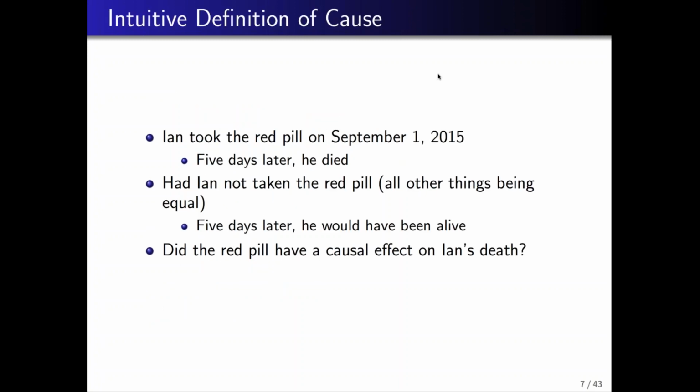So let's consider a situation where we have a patient, Ian, and Ian took a red pill on September 1st, 2015. And then 5 days later, Ian died. Okay, so he took the red pill, then 5 days later he died. But if we ask the question, had Ian not taken the red pill, everything else being equal, 5 days later, he would have been alive. And the question is, did the red pill have a causal effect on Ian's death? And I think most people would say yes, everything else was equal. He took the red pill, he died. If he didn't take the red pill, then he would have been alive.